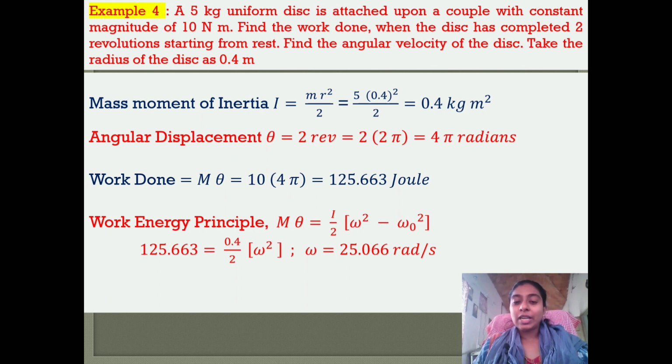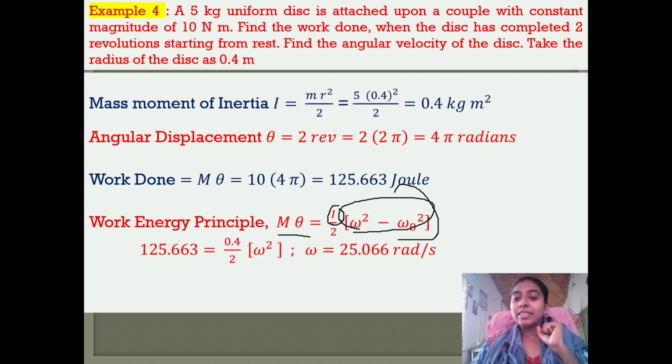We know the work energy principle, that is the relationship between work and energy. Work is M theta, energy is half mv square. Since it is rotation, mass is replaced by mass moment of inertia. V is your velocity, here angular velocity is omega. So M theta is equal to I by 2 into omega square minus omega naught square. Omega naught is taken as 0 because the initial angular velocity is 0.